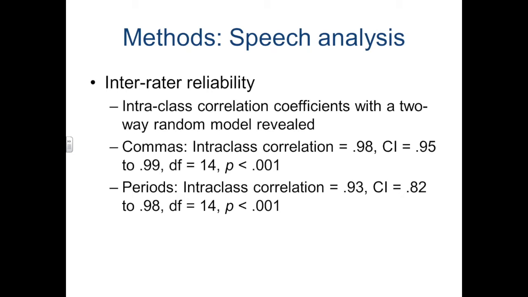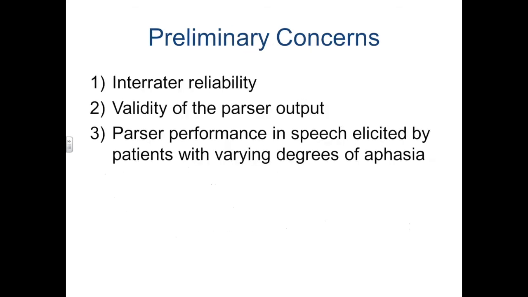And probably periods are a little more challenging because of this idea that you can arbitrarily say, well, there's a period here because it's a completed idea. And especially in the patient with aphasia, if they're saying stealing window, well, are they talking about the same thing or not? So even with that difference between commas and periods, 0.93 intraclass correlation is pretty impressive and pretty reliable for behavioral research. A second concern that we had was, well, is the parser valid?